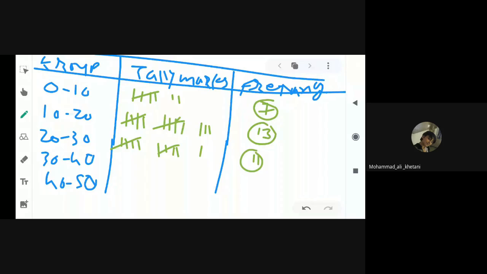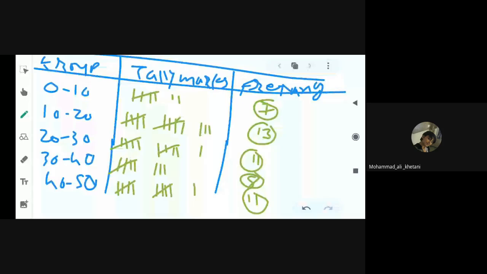Then 30 to 40. Between 30 to 40, there are 8 students. So we are preparing tally marks for 8 students. 5 and 3, 8. And we are writing the frequency as 8. And between 40 to 50, for example, there are 11 students. So we are preparing tally marks for 11 students.